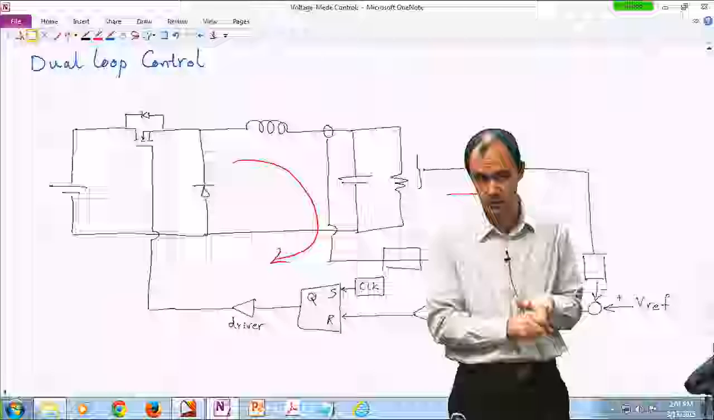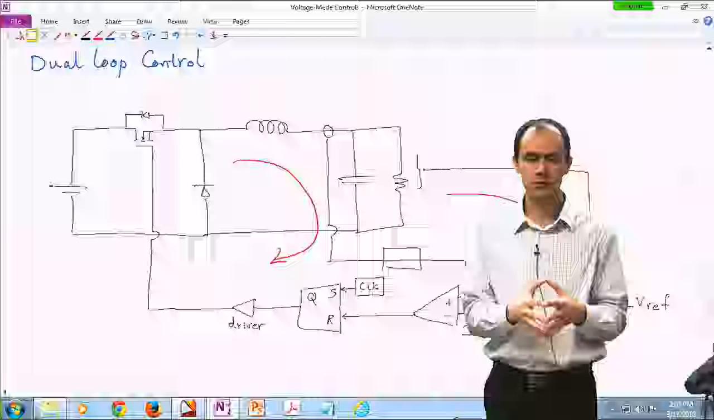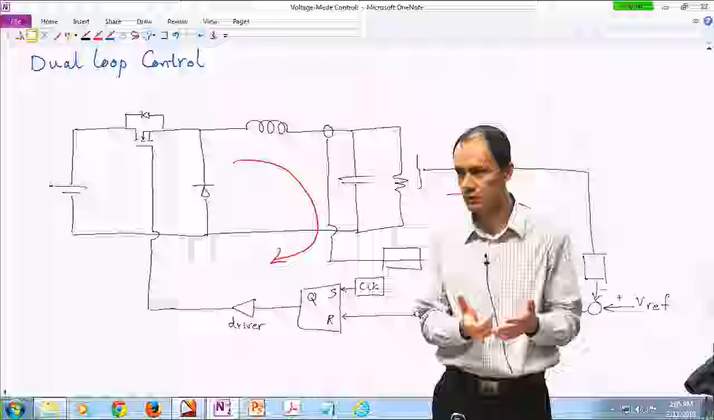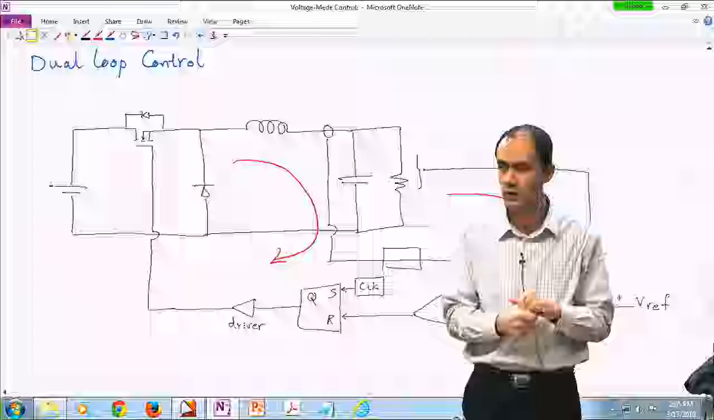So the way we do it now is, first of all, we have to measure the inductor current. The simplest way of measuring a current is adding a small resistance on the path of the current, and then measuring that voltage. So the voltage is proportional with the current. It's not a very accurate approach. We also add some losses to the system because there is an extra resistor on the path. But at the same time, it's the cheapest way of measuring current.